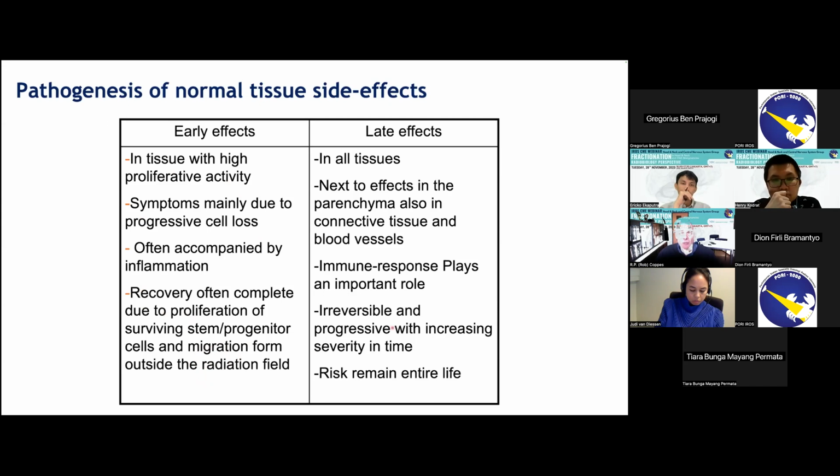So the biggest problem for radiation actually are late effects. So late effects occur in all tissues. The effects are, next to the effect on parenchyma, also due to the effect, for instance, on connective tissues and blood vessels. The immune response plays a very important role, and it's irreversible, so you do not get recovery with a certain dose, and it increases in severity and time, and the risk actually remains the entire time.